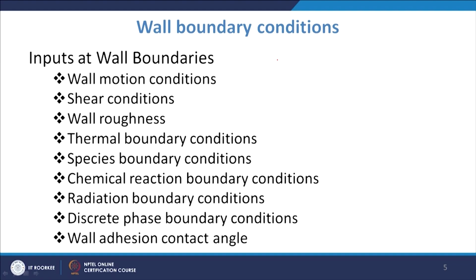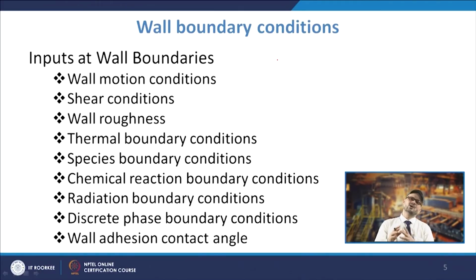So, you have the discrete phase boundary condition, and you have the wall adhesion contact angle. These are the different kinds of boundary conditions for different cases. Like in chemical reaction, you can have a condition at the wall, whether the reaction is taking place at the wall. For the radiation boundary conditions, the wall properties need to be set. So, what will be the radiation values, and how it will be computed, you need to specify.